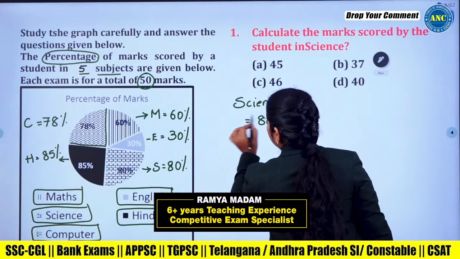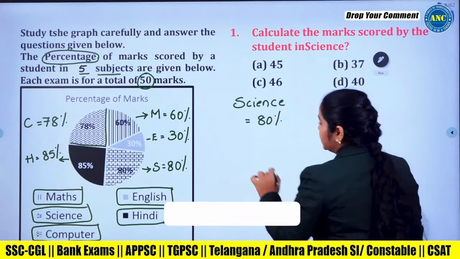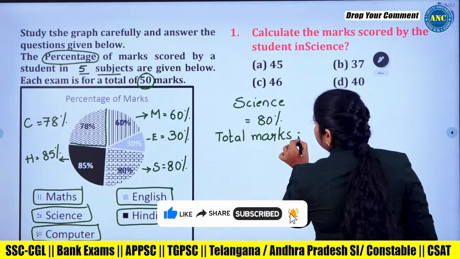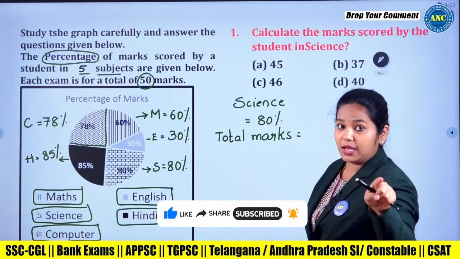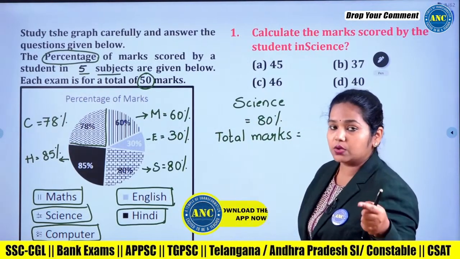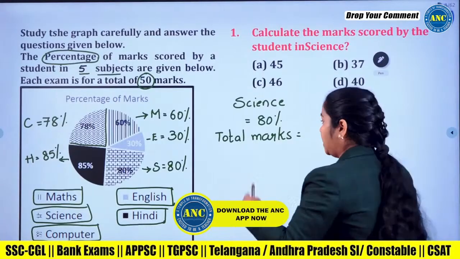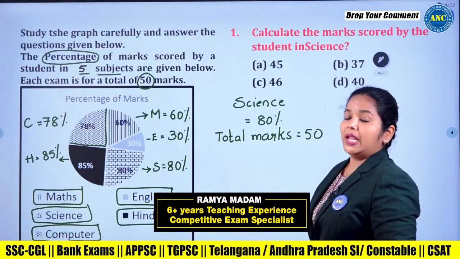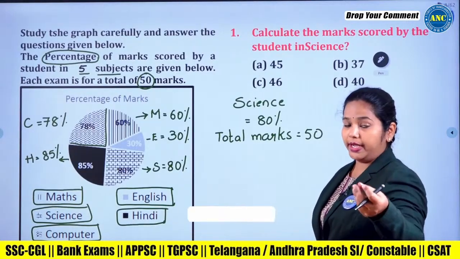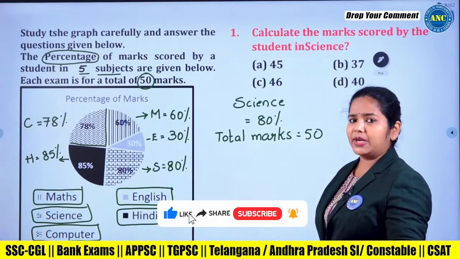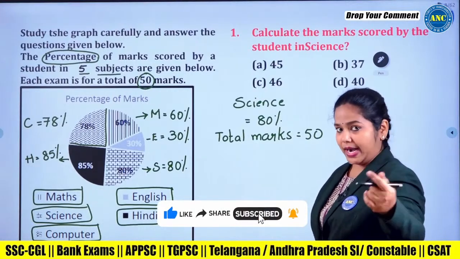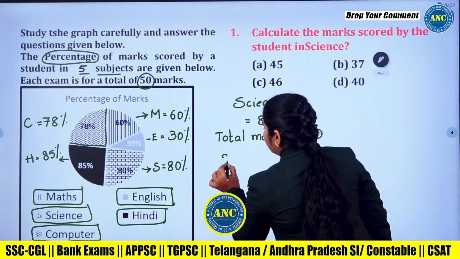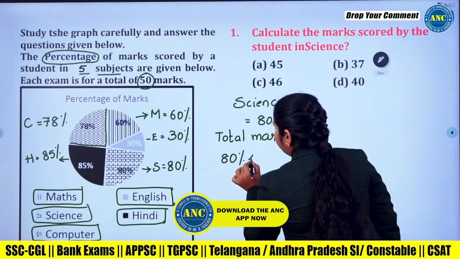The percentage of marks the student got is 80%. Now, total marks for science is how much? Is 50 marks, no? Each exam is 50 marks. So, for science also, the total marks is 50. Yes. Now, an ordinary student who is not preparing for the examination or not in deep practice, how do they do this question? Let us see. We have to calculate 80% of 50.